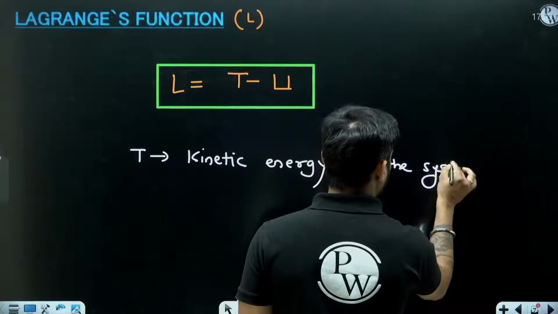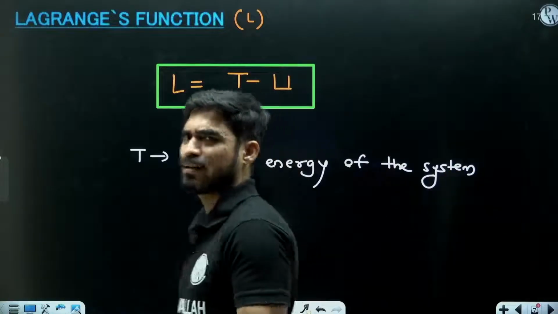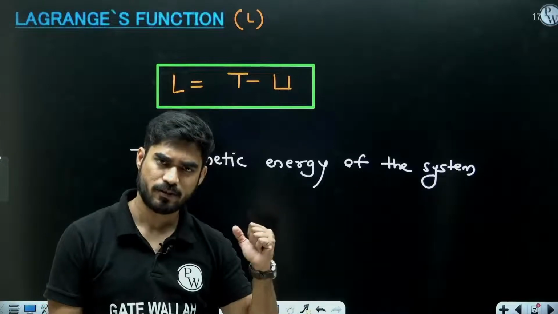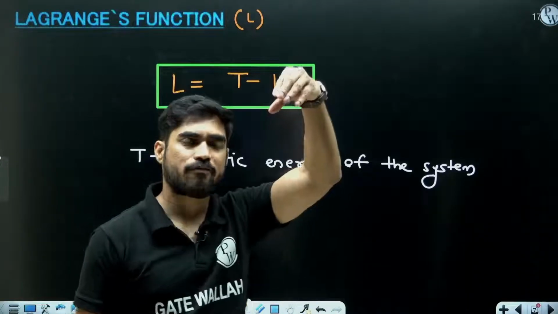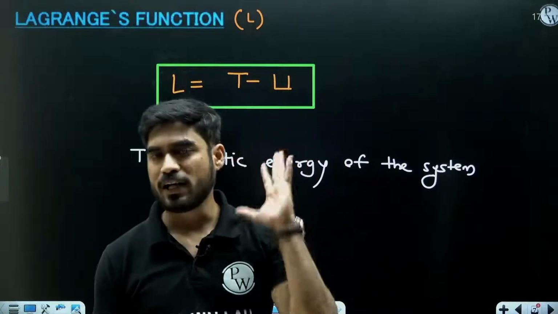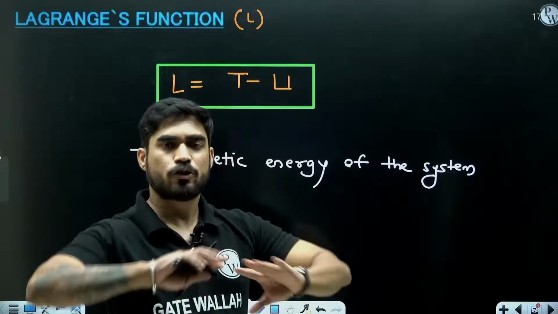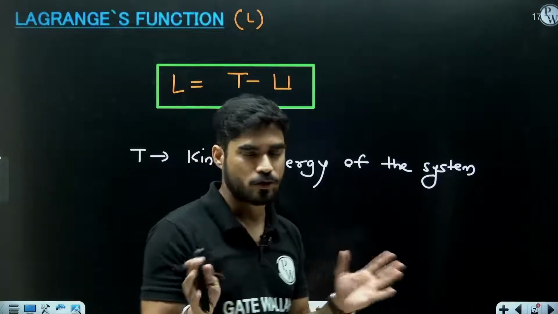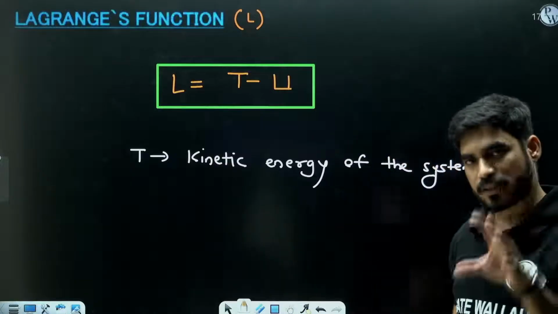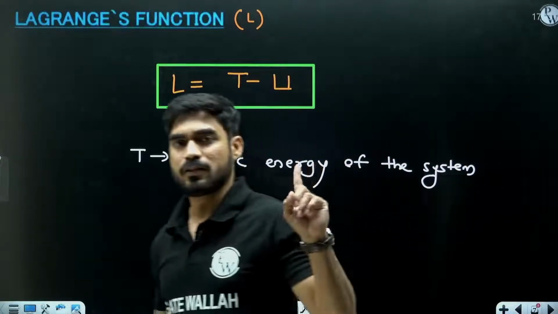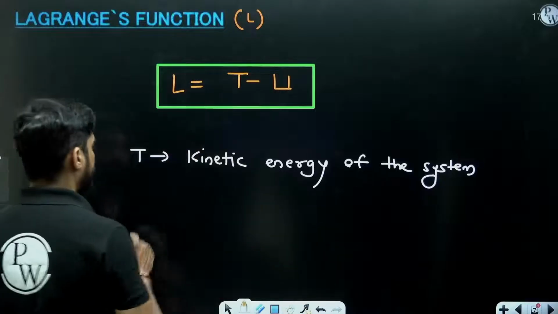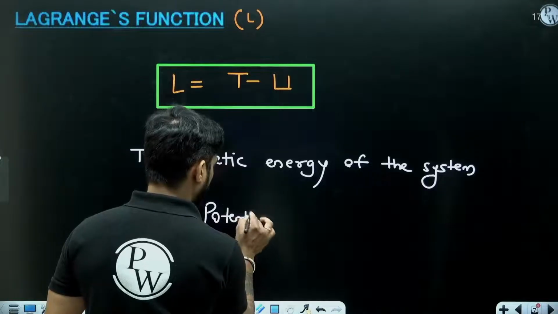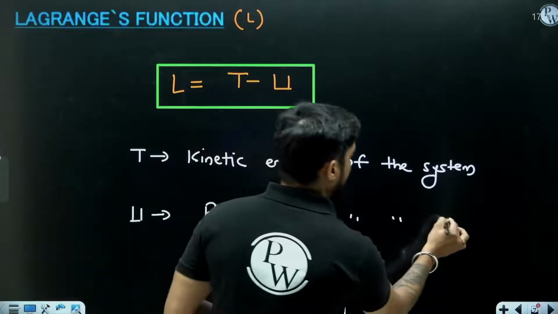What is system? It can consist of a single body, it can consist of 2-3 bodies connected together. So it depends upon your analysis. Okay. So system means if you are finding the equation of motion of the ball, the ball is your system. Okay. If 2-3 bodies are connected and you are finding the equation of motion of the entire bodies connected together, then those 2-3 bodies are your system. Okay. So T is the kinetic energy of the system and U is the potential energy of the system.